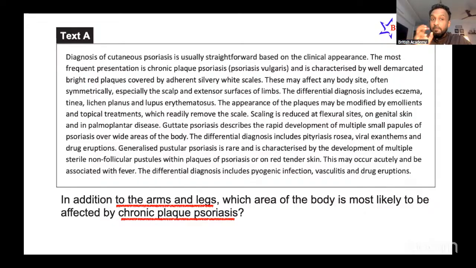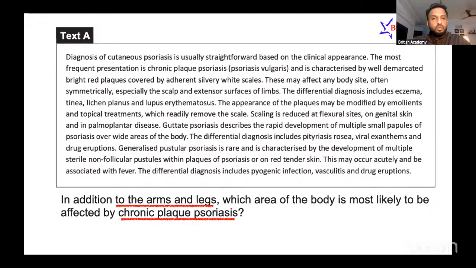Sometimes they play badly with synonyms. You need to be very careful about this. Now, read this. Wherever you are able to locate chronic plaque psoriasis, the answer is nearby. You don't have to waste your time reading the entire paragraph. Part A is all about crucial timing. It's all about how quickly you can locate. So I always say that the technique should be scan, spot, and skim. What is scan, spot, and skim?